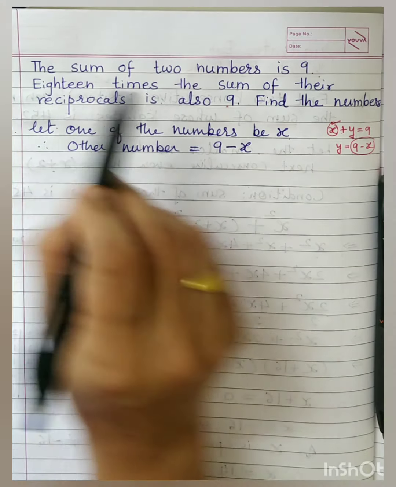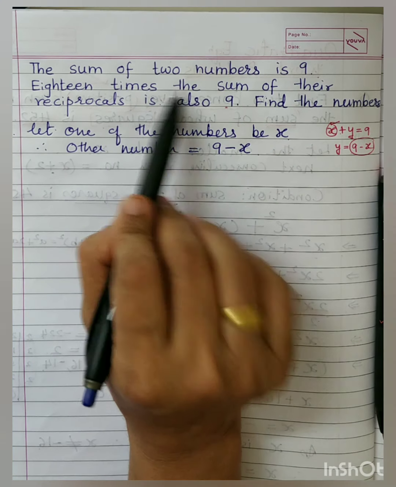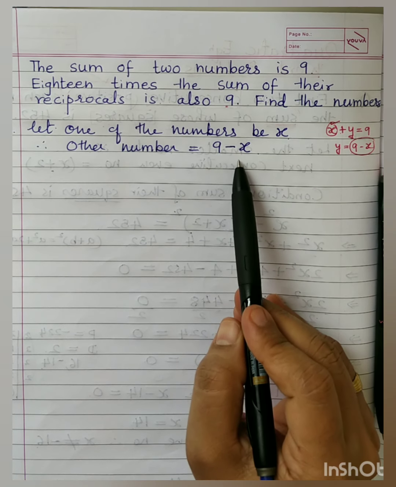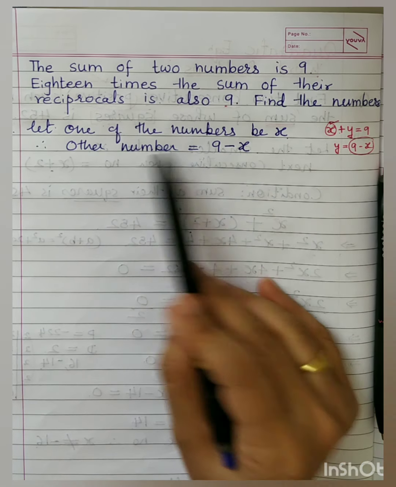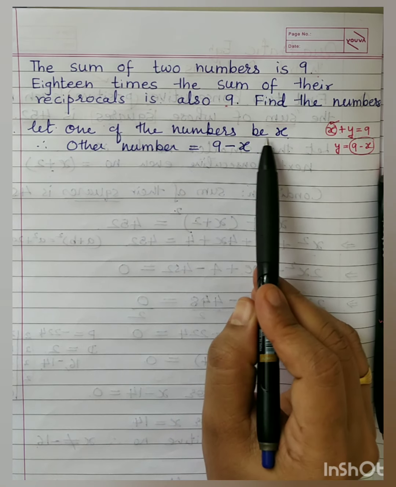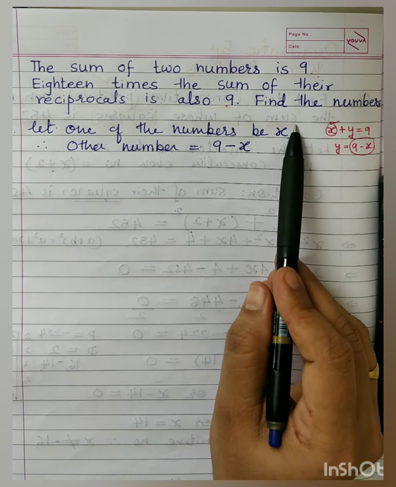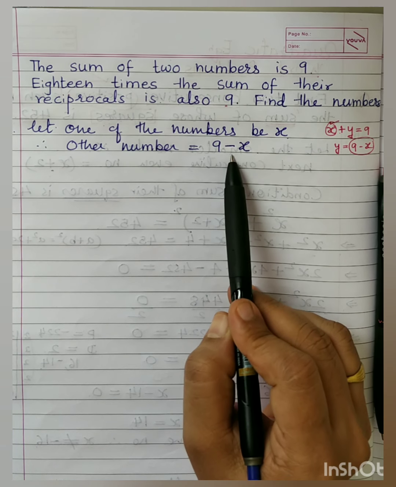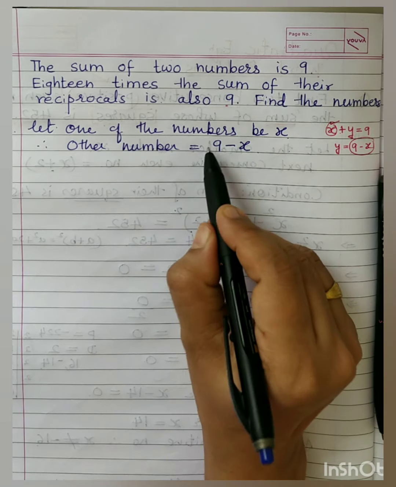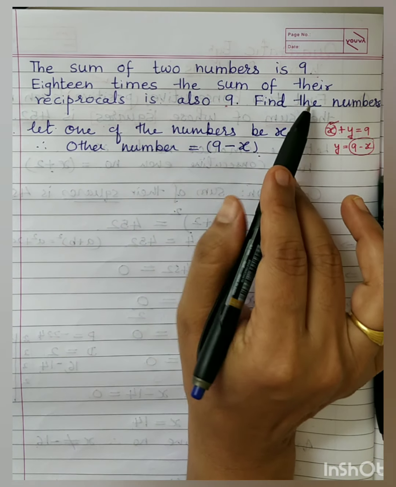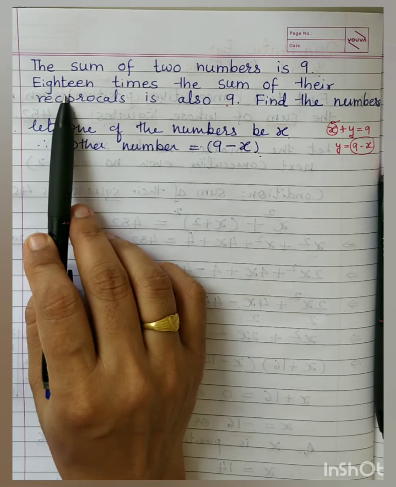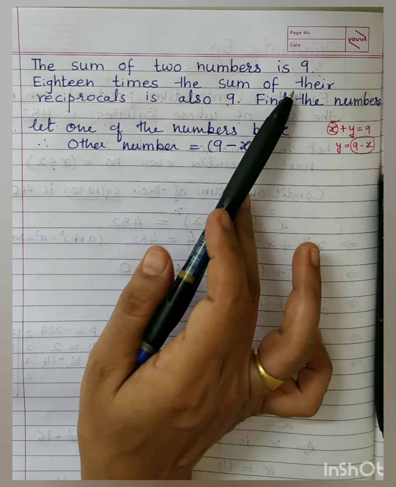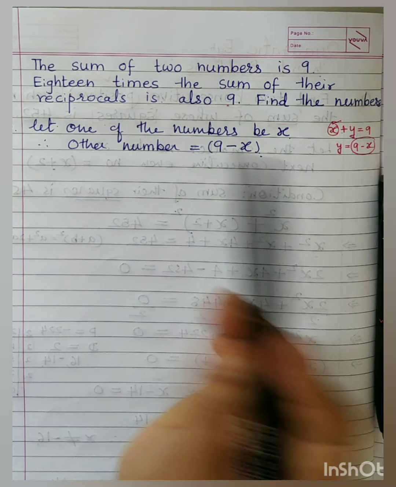Now go for the condition. 18 times the sum of their reciprocals. Before you start anything, you need to think what the reciprocals of these two numbers will be. The reciprocal of x is 1 upon x. The reciprocal of the other number is 1 upon 9 minus x. So first think of the reciprocal. Now go for the condition: 18 times means multiplication. 18 times the sum of their reciprocals is also 9.